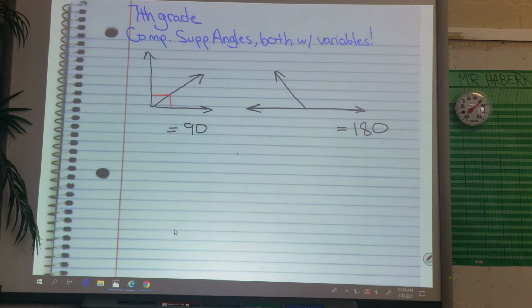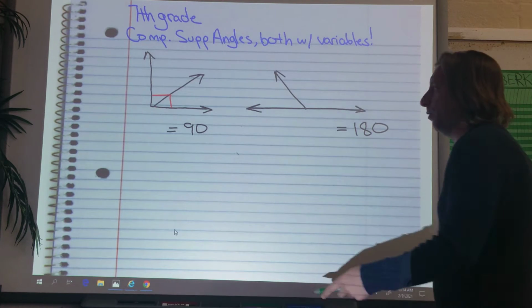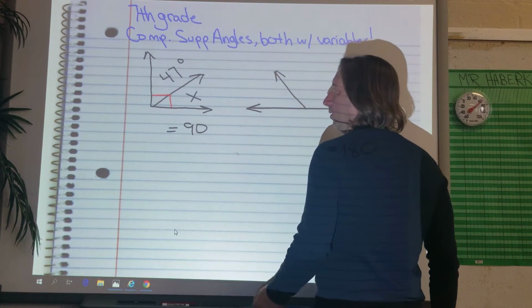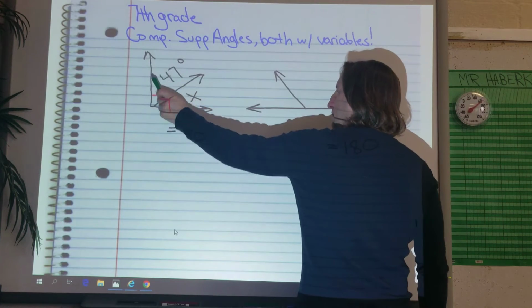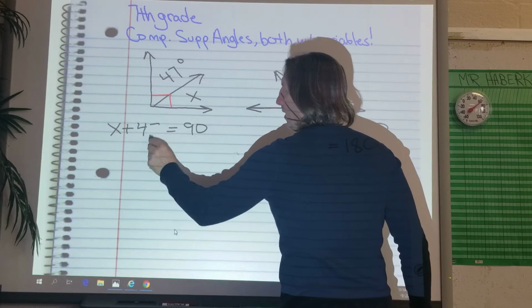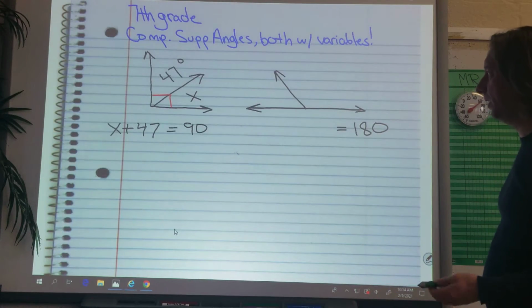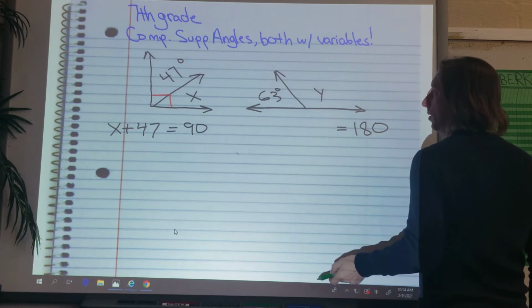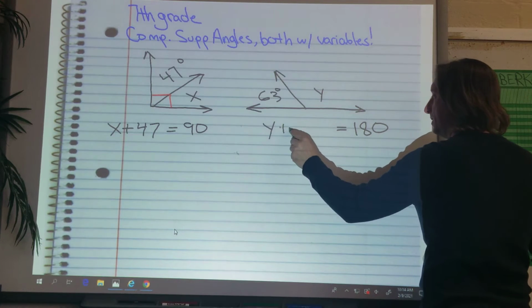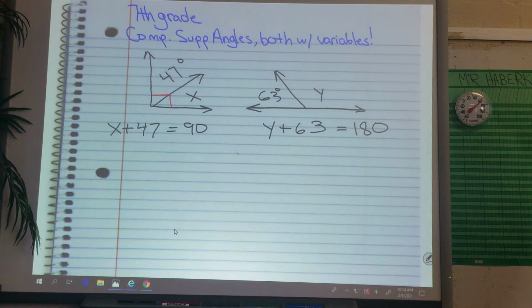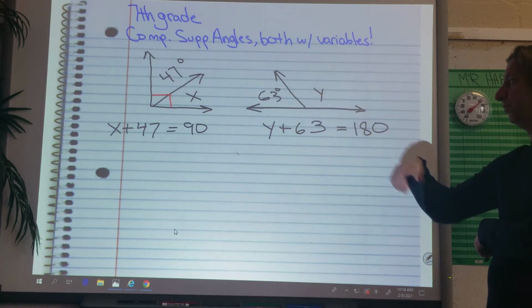So we've been writing equations for these too. So for example, I said this angle was x and this one was 47. My equation would just be x plus 47 equals the whole thing, which is 90. And I like to put the variable first, it just makes it neater, okay? So maybe I said this is y and this is 63. My equation would just be y plus 63 equals 180, because this one's a straight angle, right? So the equations are pretty easy to make. Once you solve the equations, it finds your missing angle.